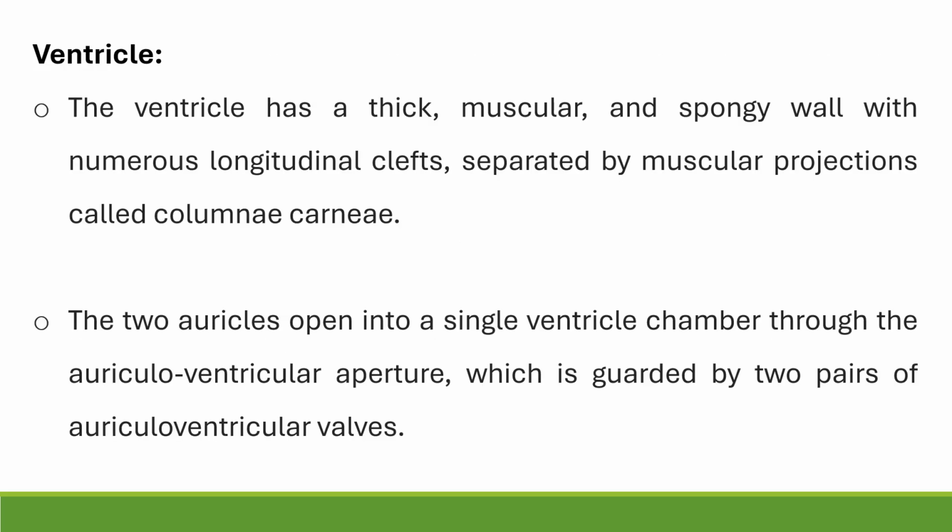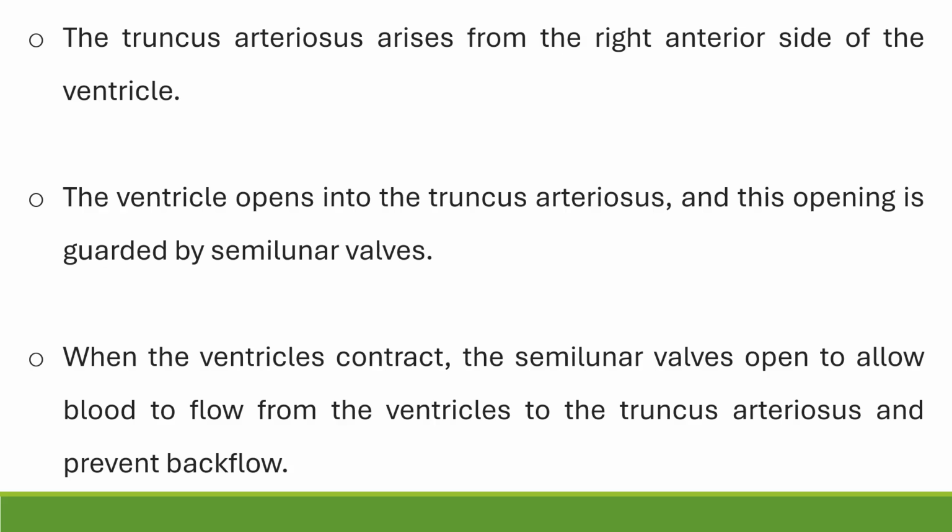Now the ventricle. The ventricle has thick, muscular and spongy walls with numerous longitudinal clefts separated by muscular projections known as columnae carneae. The two auricles open into a single ventricle chamber through the auriculoventricular aperture, which is guarded by two pairs of auriculoventricular valves. The truncus arteriosus arises from the right anterior side of the ventricle.